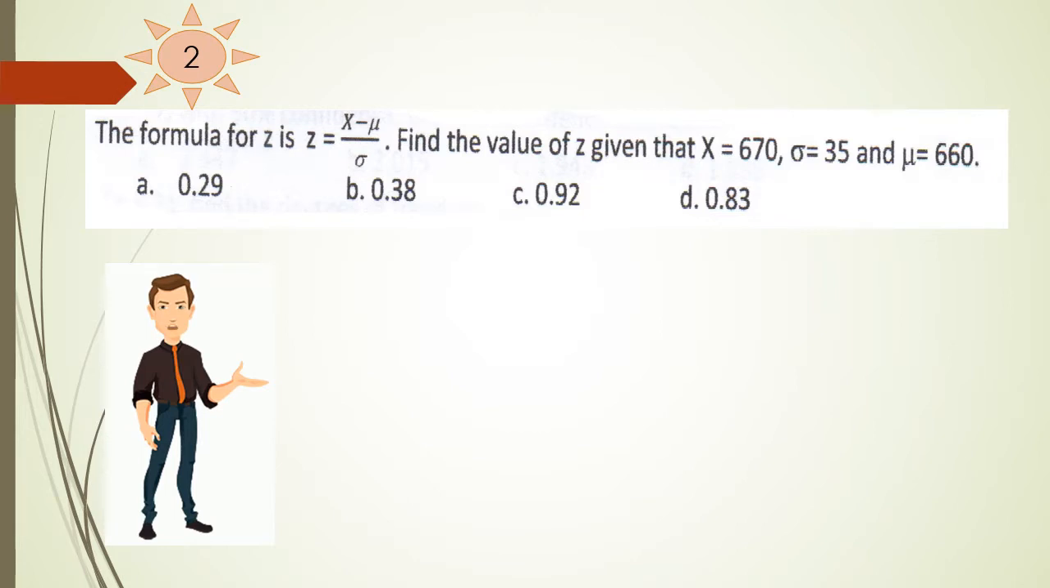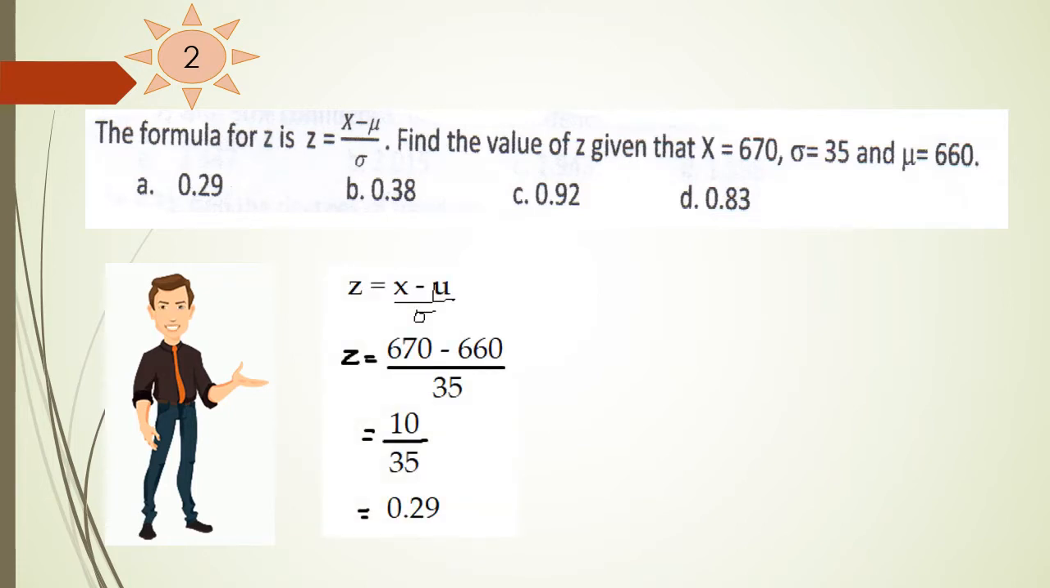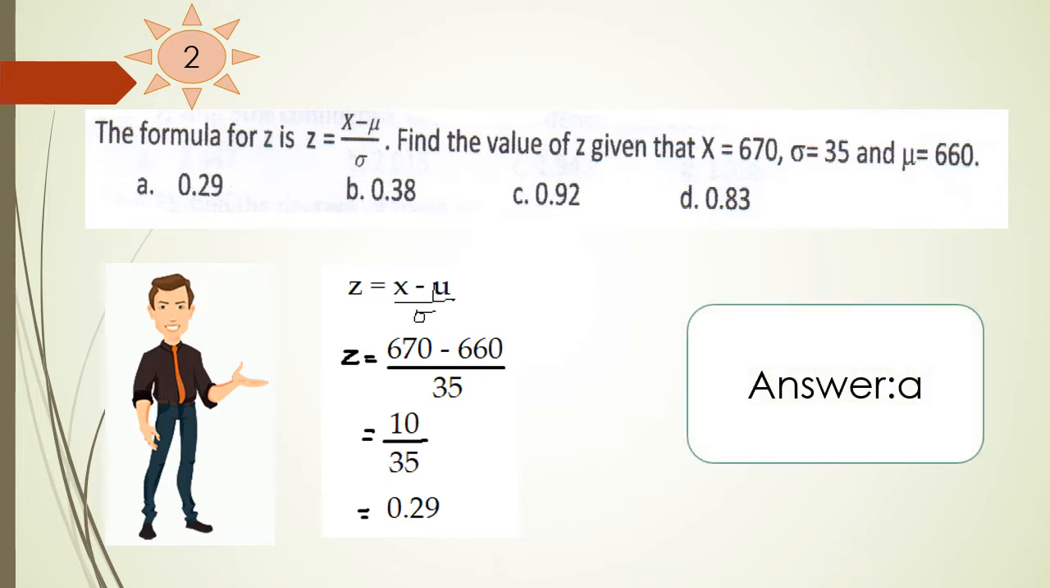Now here is the solution. Z is equal to X minus mu over the sigma. So we all know that X is 670 and the sigma is 35 and mu is 660. So 670 minus 660 over 35. So that is 10 over 35. So that is 0.29. So the answer is letter A, 0.29.